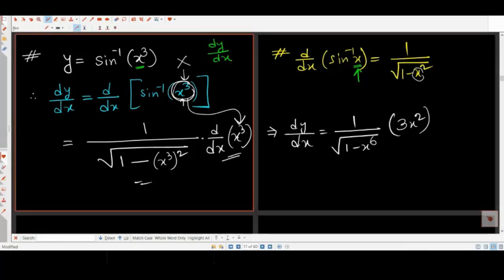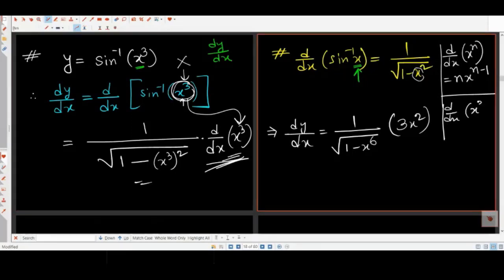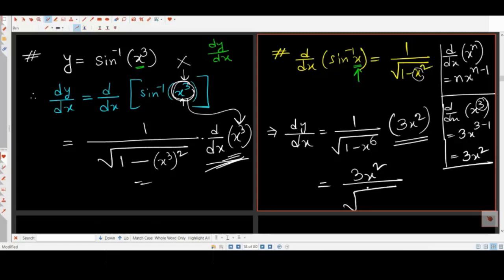How are we getting the derivative of x cubed as 3x squared? This is by the power rule: d/dx of x to the power n is equal to n x to the power n minus 1. Here n is 3, so n x to the power n minus 1 is 3 x to the power 3 minus 1. So we are getting 3x squared. That means finally we have found the result: 3x squared over square root of 1 minus x to the power 6. This is equal to the derivative dy/dx. This is how we can find the derivative of an inverse trigonometric function.